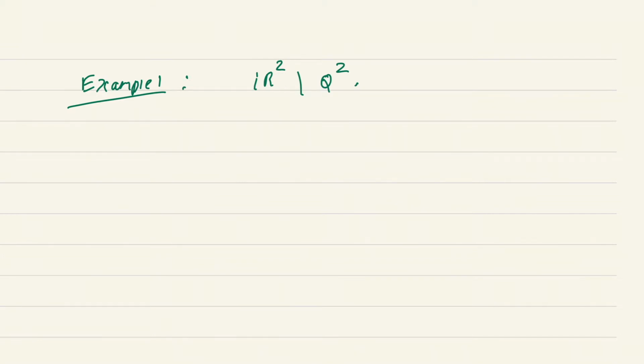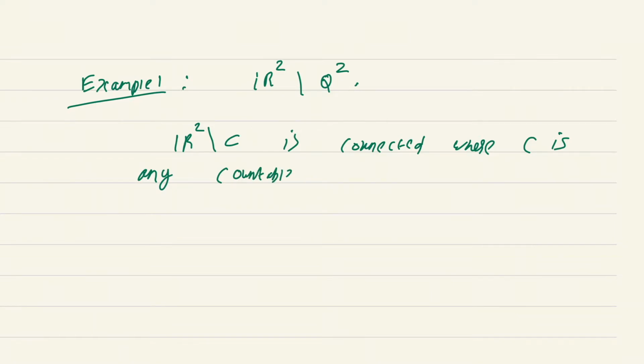Now I will just sketch a geometric proof and leave it to you to check that this can be made mathematically precise. In fact, I'm going to show that R^2 minus C is connected where C is any countable set. There's nothing special about Q^2, it is just a countable set. So the key fact is that we are removing only a countable set. That's the key. So what you do is you have this R^2 and lots of points are punched out.